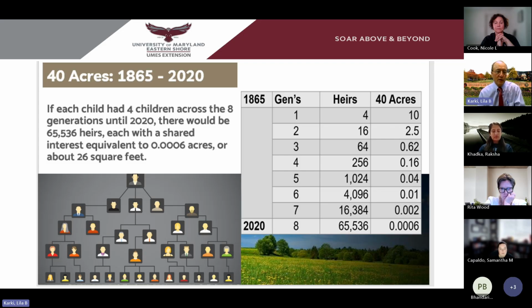We can't imagine that many years across 8 generations, assuming 4 children in each family. That results in 65,536 owners. That is incredibly many, which is beyond our imagination. And the share of the land, from 10 acres in a family of 4, happened to be about 0.006 acres. In other words, 26 square feet after the 8th generation. That means no one can make any use of this 26 square feet of land. So if we keep track of the family tree and act timely, we can do much better than this wastage of land.